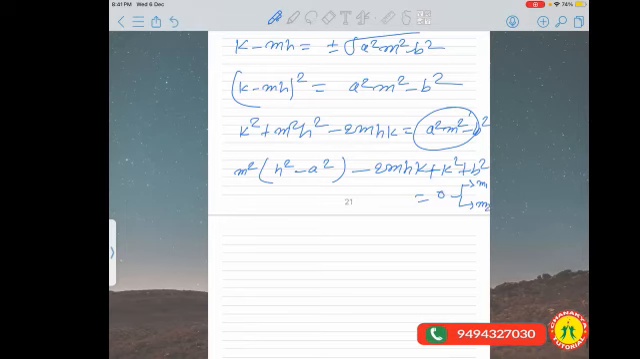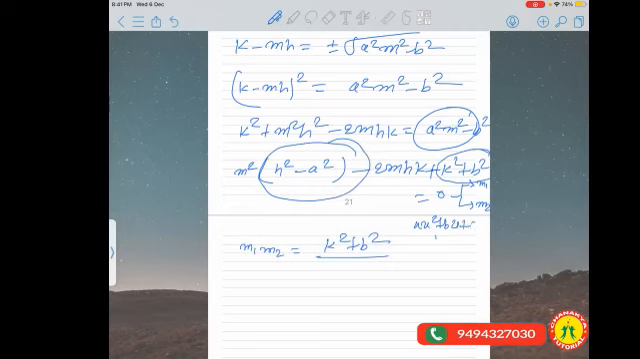So we know now the product of roots m1 m2 is equal to c by a. C by a, it means this is the c value, right? So k square plus b square, divided by a, this is the a value, right? We know now ax square plus bx plus c equal to 0 is a quadratic equation. If the product of roots is alpha beta, then alpha beta is equal to c by a. So apply this.